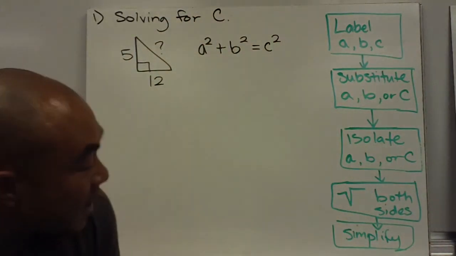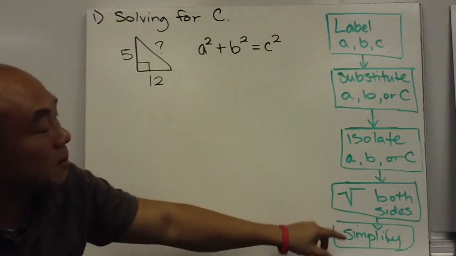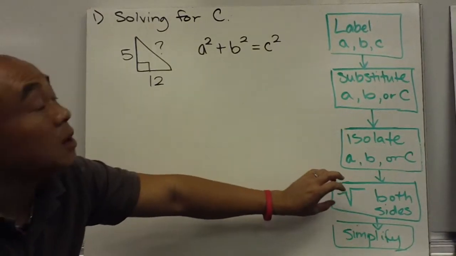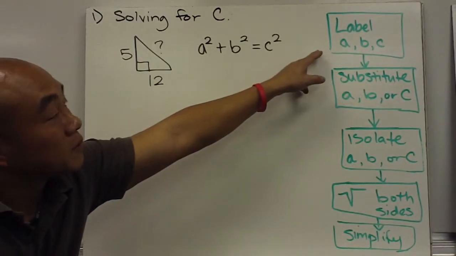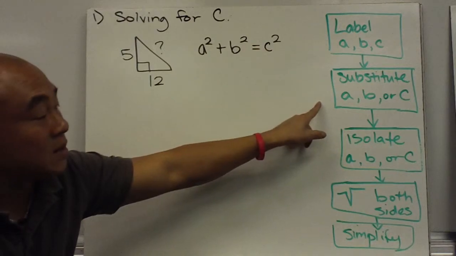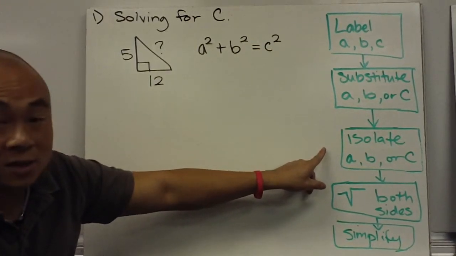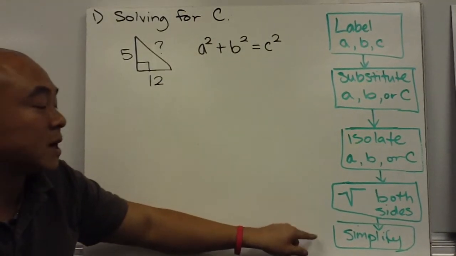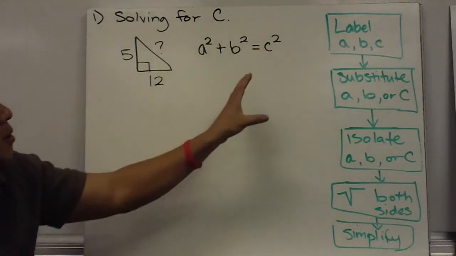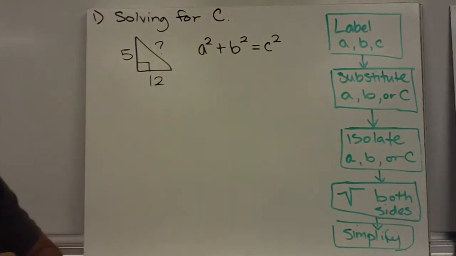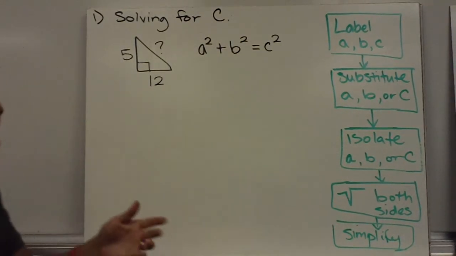Alright, so let's go ahead and go over our first steps. And again, it's done in a thinking map flowchart style. So we're going to first of all label A, B, and C. Then we're going to substitute for A, B, and C. We're going to isolate for A, B, or C, and then we're going to go ahead and square both sides and simplify. And I'm going to talk through this while I'm going through this particular equation as well. So the first thing we're going to do here is we're going to label.